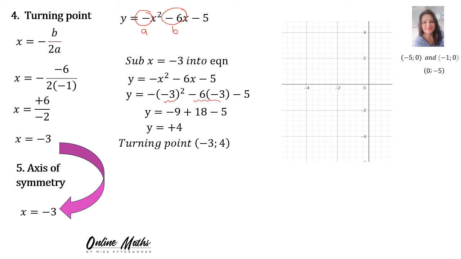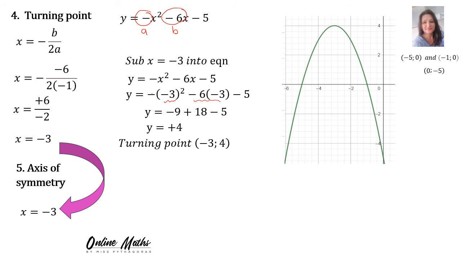There's your Cartesian plane. On the right hand side there's your x-intercepts. They are (-5, 0) and (-1, 0). Your y-intercept is the point (0, -5). Your turning point is the point (-3, 4). And remember, your graph has to cry, and then there's your graph.